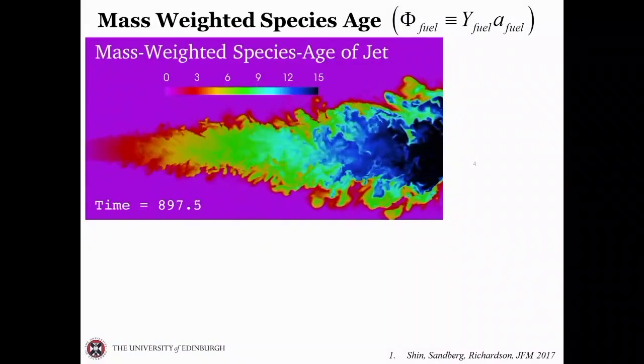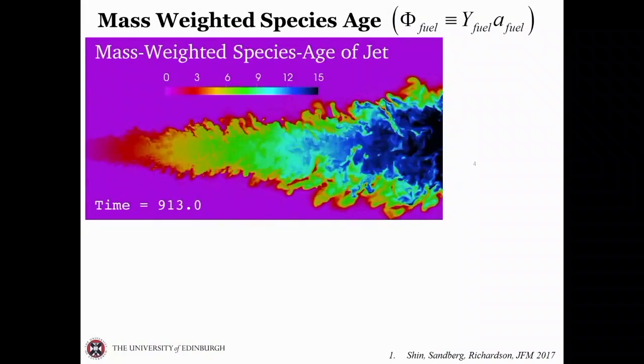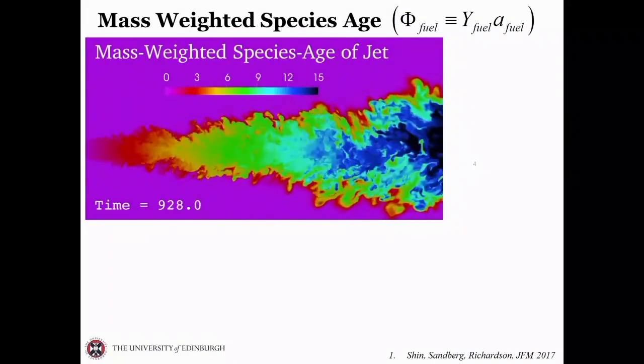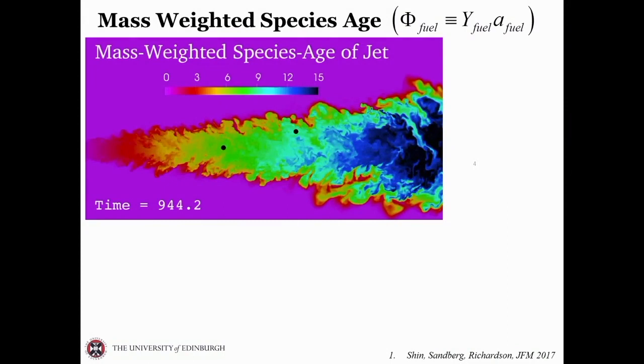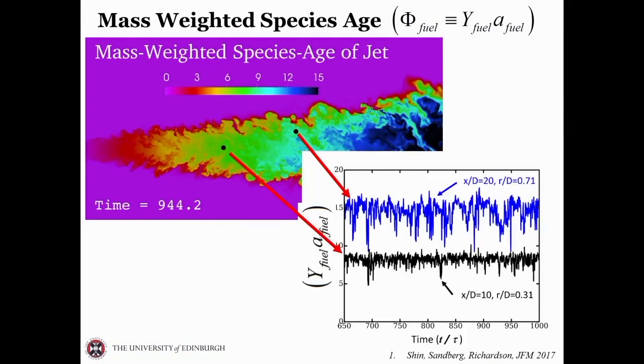So in turbulence, this is a kind of new variable, and we need to check whether things are stationary. So I chose 2 points over there, and I plotted the instantaneous value over time, and things are stationary. So this is a very good property of the species age.